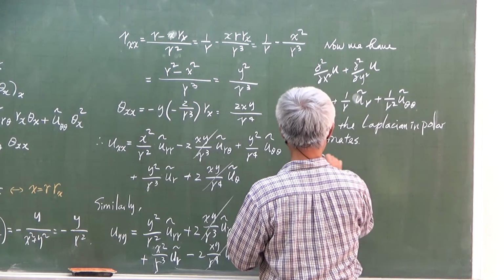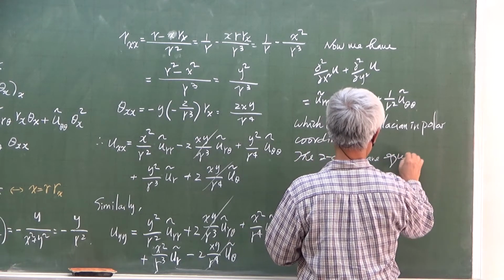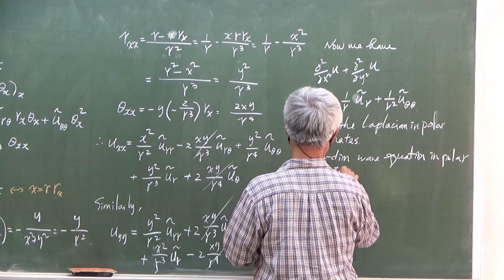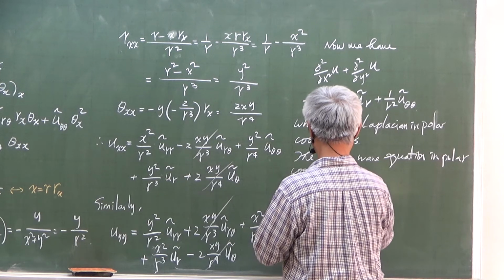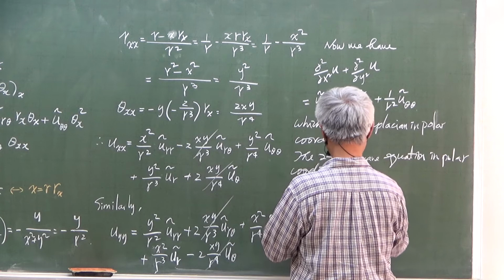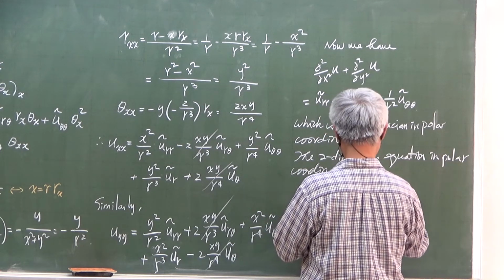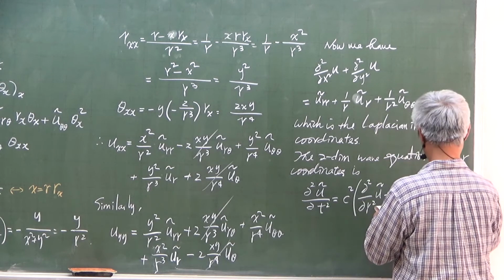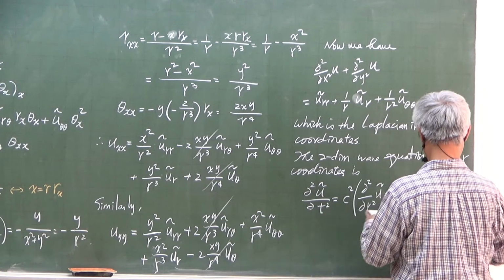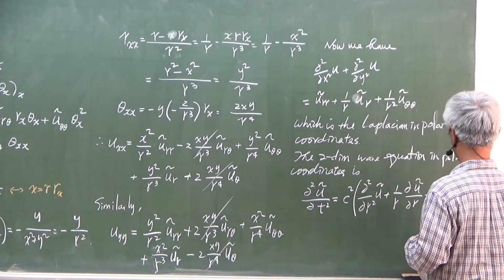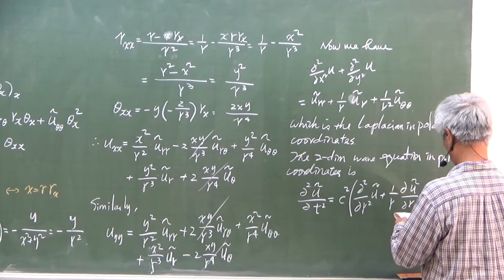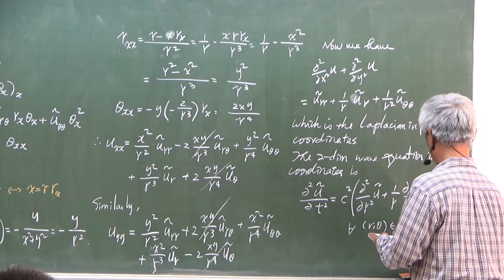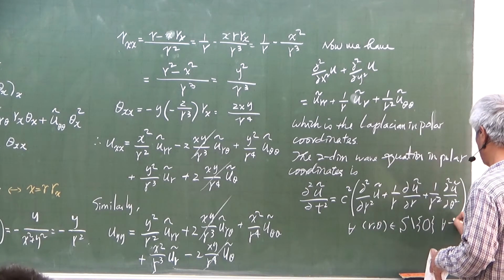Alright, so the two-dimensional wave equation in polar coordinates becomes u tt equal to c squared times the Laplacian, for all r, theta in the disk minus the origin, for all t greater than 0.